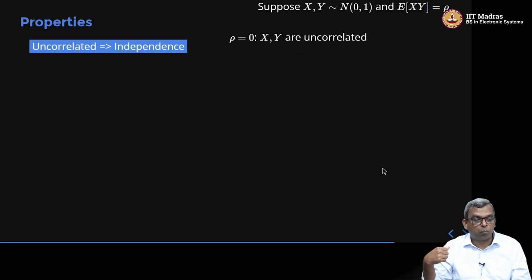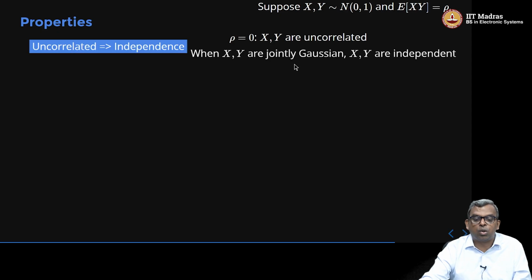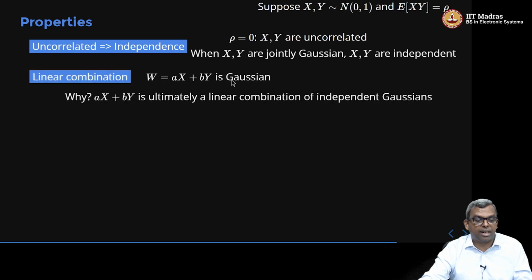Important properties for bivariate Gaussian. Let's say x and y are normal 0 1 and the correlation coefficient is rho. Uncorrelated implies independence. This is a powerful property for Gaussians. It's not true in general. Independence implies uncorrelated, but uncorrelated generally does not imply independence for random variables. So when rho is 0, x and y are uncorrelated. When x and y are jointly Gaussian, x and y are independent when rho is 0. So that becomes a powerful property for jointly Gaussian random variables.